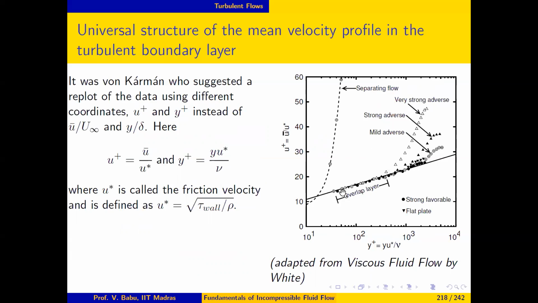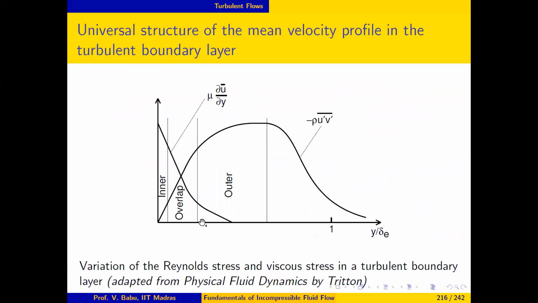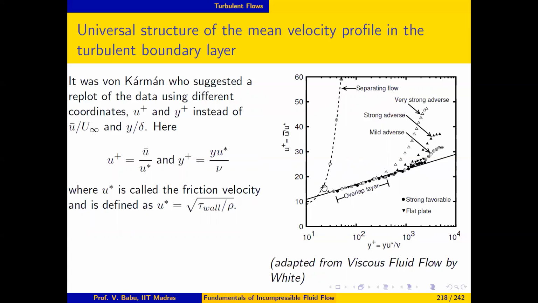And this appears to be a straight line in semi-log coordinates. And this region is the overlap region that we mentioned earlier. So this region here is the overlap region that we mentioned. So it seems that the velocity profile in the overlap region actually is logarithmic in nature. And that is what we are saying: in the overlap region, the velocity profile is logarithmic.